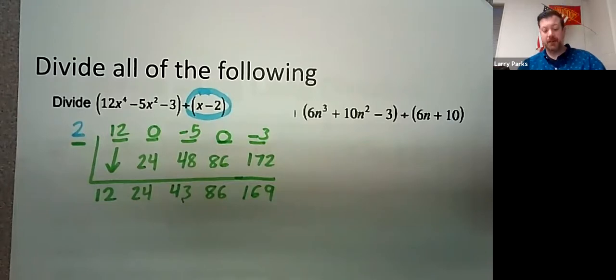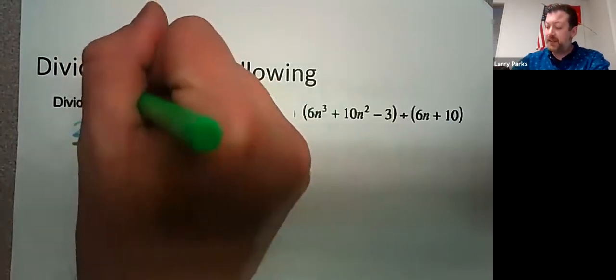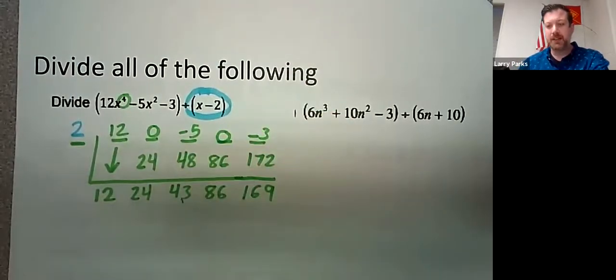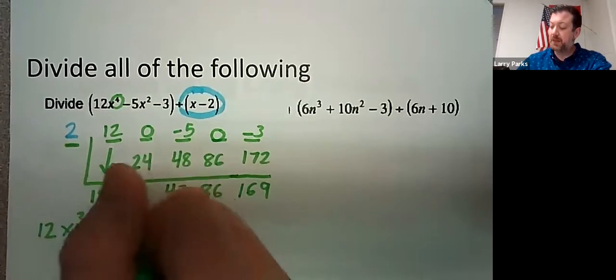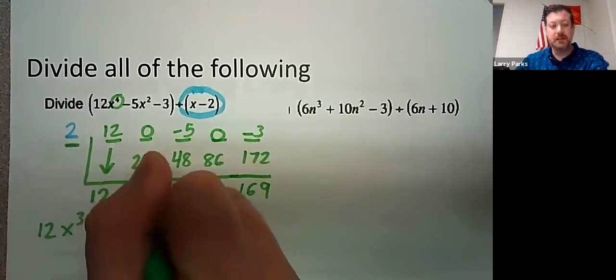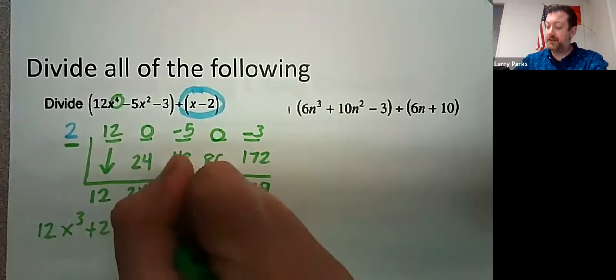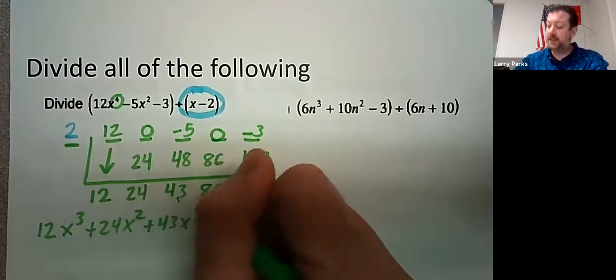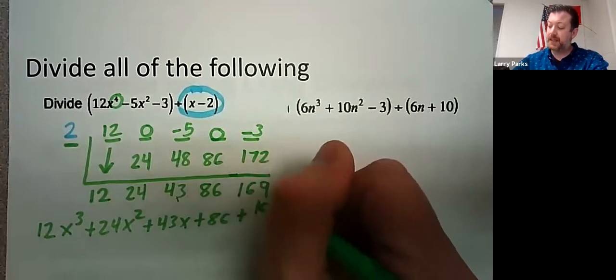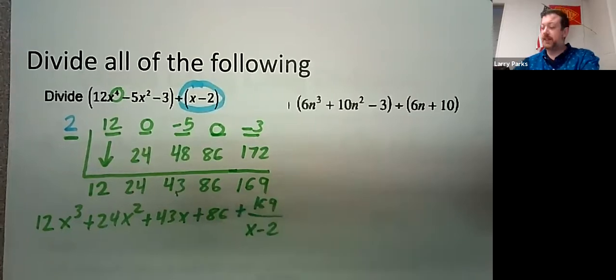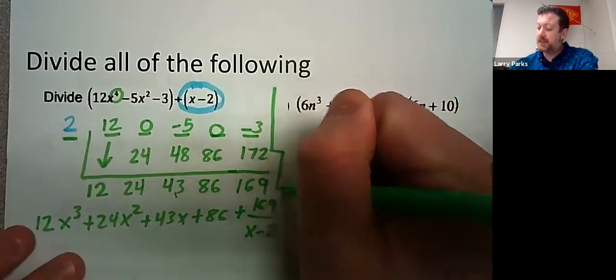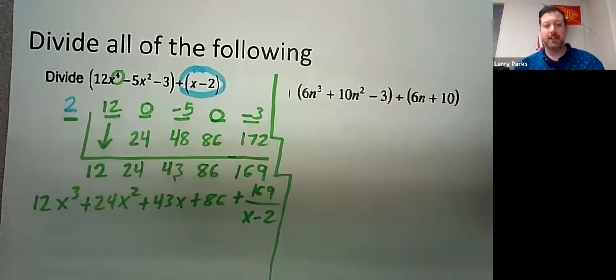All right. Now from there, you keep in mind that if you started with x to the fourth and you divide out 1x, this is going to drop down to x cubed. So then you would write down 12x cubed plus 24x squared plus 43x plus 86 plus 169 over your divisor, which was x minus 2. Okay, so I personally think that synthetic division isn't too bad. Just make sure you change the sign and you follow the process.